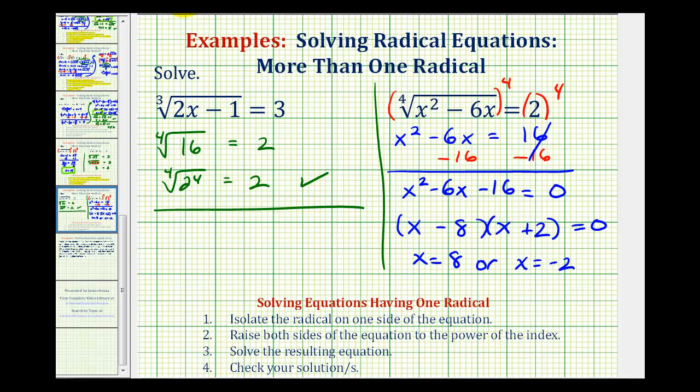And when x equals negative 2, we'd have the fourth root of negative 2 squared, that's 4, minus 6 times negative 2, which would be minus negative 12 or plus 12, equals 2. And notice how we have the fourth root of 16 again, equals 2, which we know is true from above, and therefore this equation has two solutions. x equals 8 and x equals negative 2.